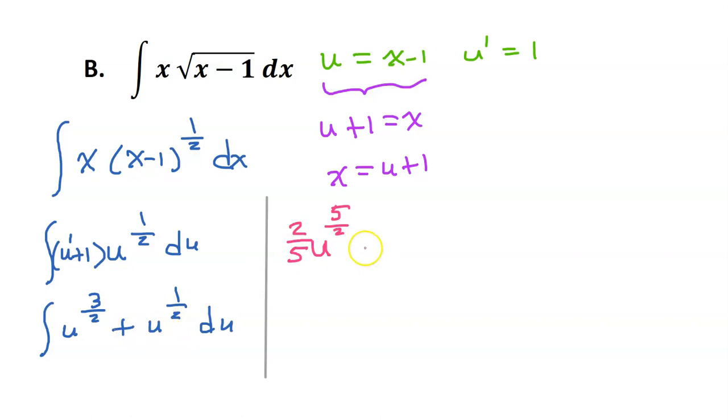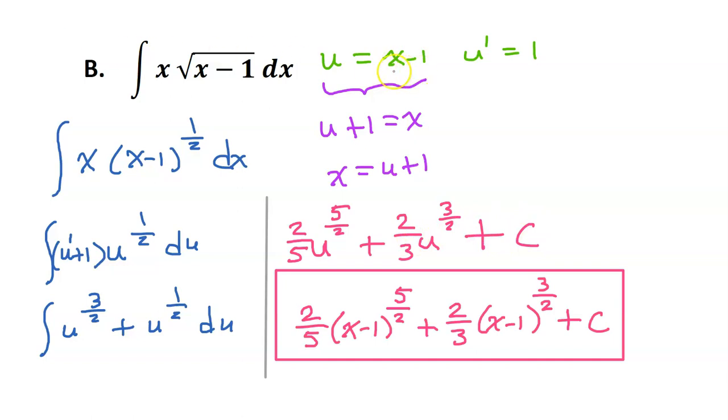Let's do the same thing with the second term. Here is my u. I need to add 1 to this exponent. So I'm adding 2 over 2. So that's 3 over 2. And then I divide by my new exponent. Dividing by 3 over 2 is the same as multiplying by 2 over 3. And then I will have the plus c. Putting x minus 1 back in for u gives us the final answer.